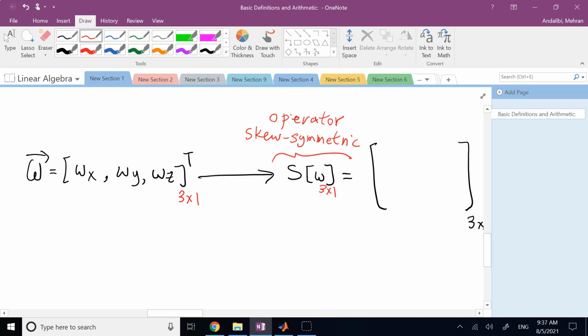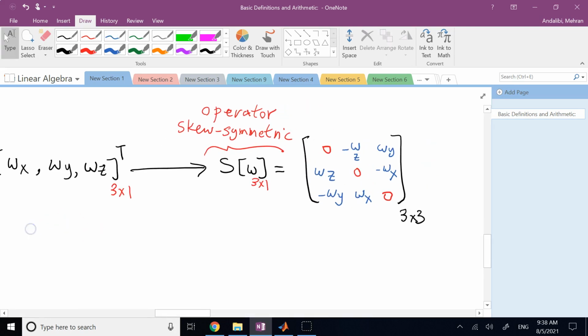And when you define it for a vector omega, the result is going to be a skew-symmetric 3 by 3 matrix, where of course all diagonals are 0. Then the off diagonals are negative omega z, omega y, negative omega x, and then here you have omega x, negative omega y, and omega z. Okay, so this is the skew-symmetric matrix that you define for a vector.